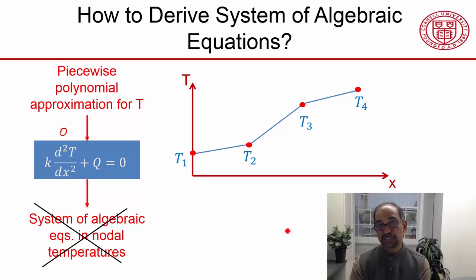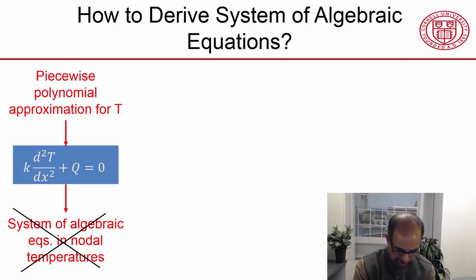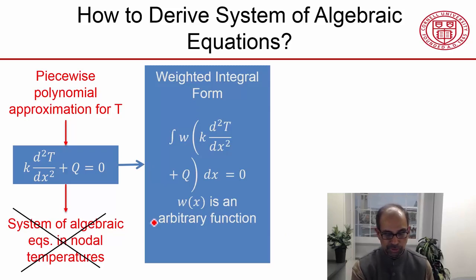So what do I do? Here's what people have figured out. You know that this approach doesn't work, so what you do is you go from the differential form to a weighted integral form. This over here is our differential equation. You multiply it by a weighting function, and that weighting function is an arbitrary function. And you integrate over your domain, in our case from 0 to L, and that should be 0. The exact solution is going to satisfy that for any arbitrary W.